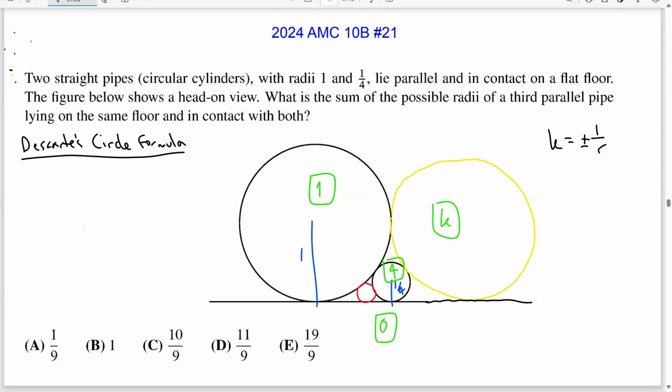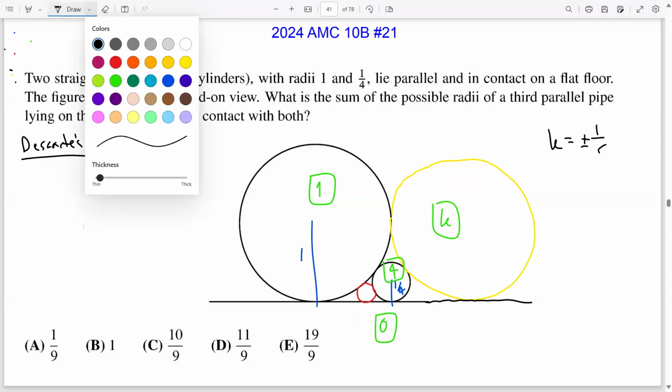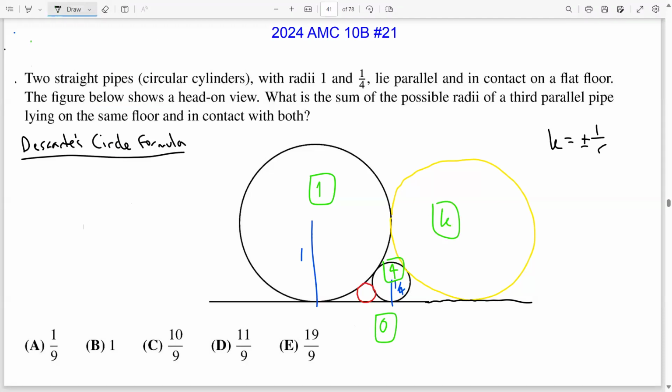So what Descartes' circle formula states is that if we have 4 circles in the plane that are mutually tangent to each other at 6 different points, the square of the sum of the curvatures of the circles is equal to twice the sum of the squares of the curvatures. And so we can see that if we know this formula, this will make this problem very, very quick.